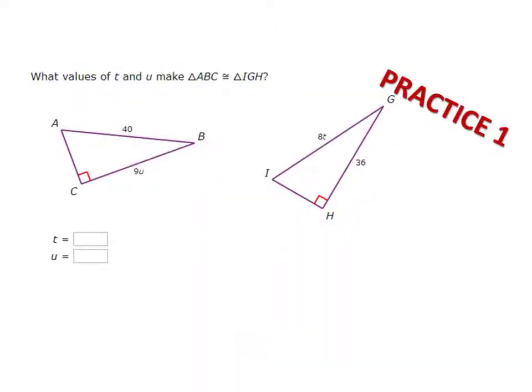Here's your first practice problem. It's asking what values of T and U make these two triangles congruent. If you're not sure what to do, go back and look at the example I just did for you.